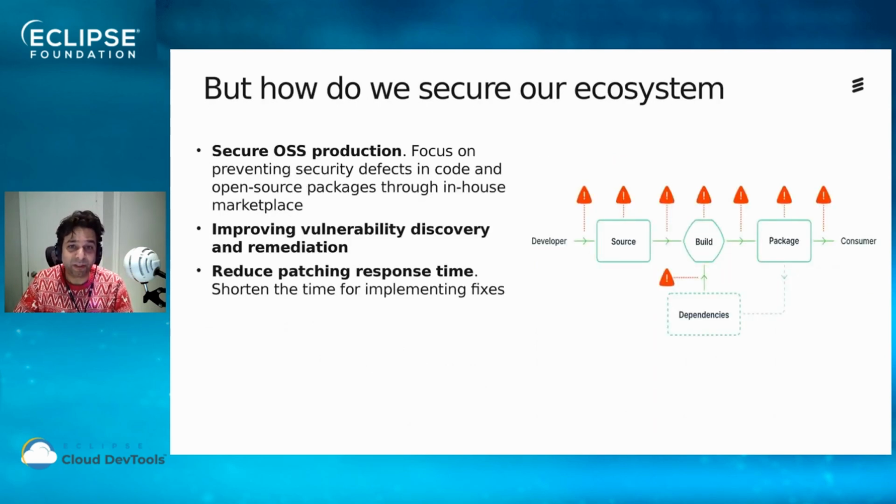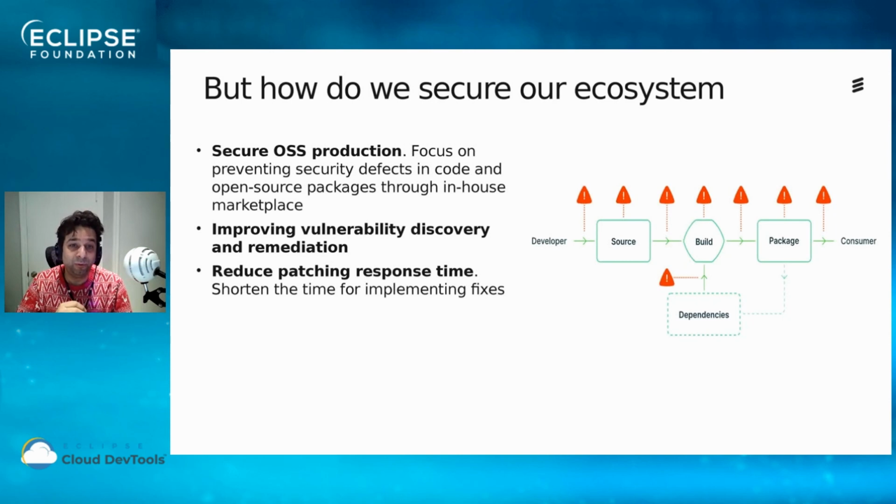So how do we secure our ecosystem? There are 3 steps, really. We need to secure our OSS production. And that means focus on preventing security defects in the code of the open source packages and basically controlling which open source package comes in. So that leads to an in-house marketplace.